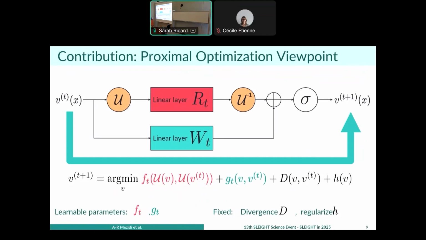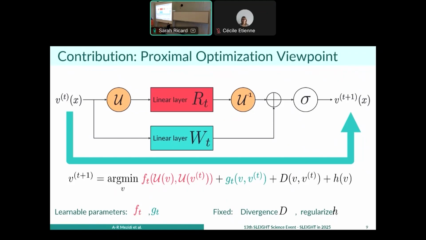Before training, we will have to choose and fix our divergence D and regularizer H. And we'll see later that their choice is very important for the choice of our activation function sigma. And we'll try to learn and train our parameters F_t and G_t.